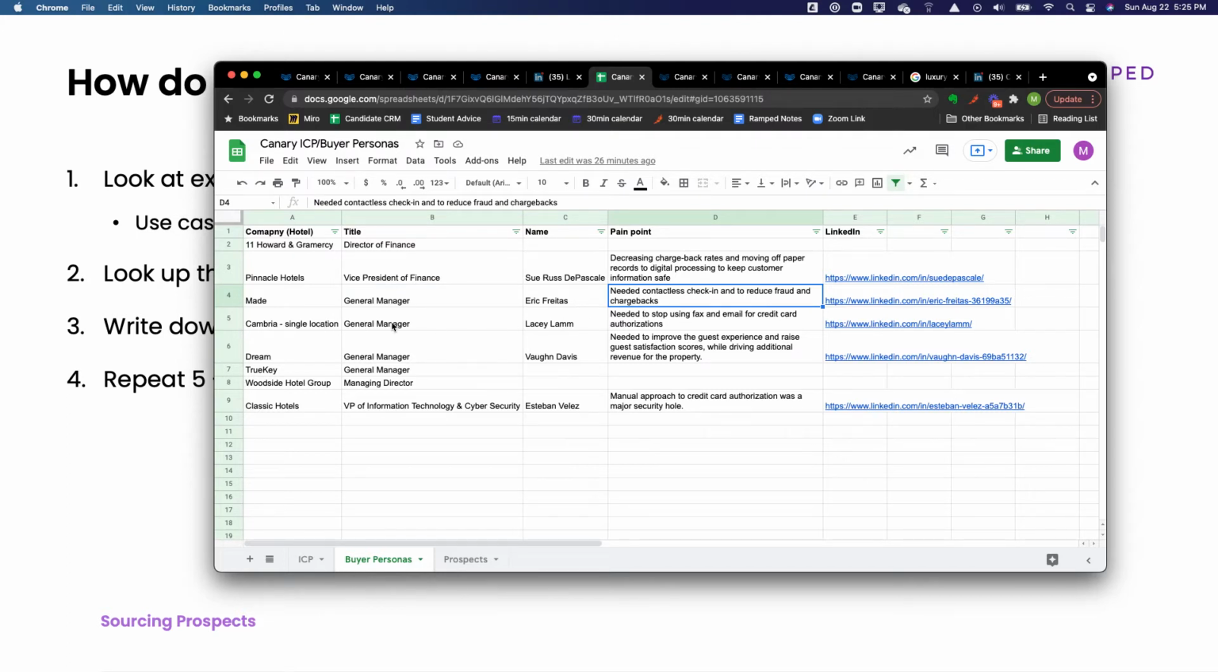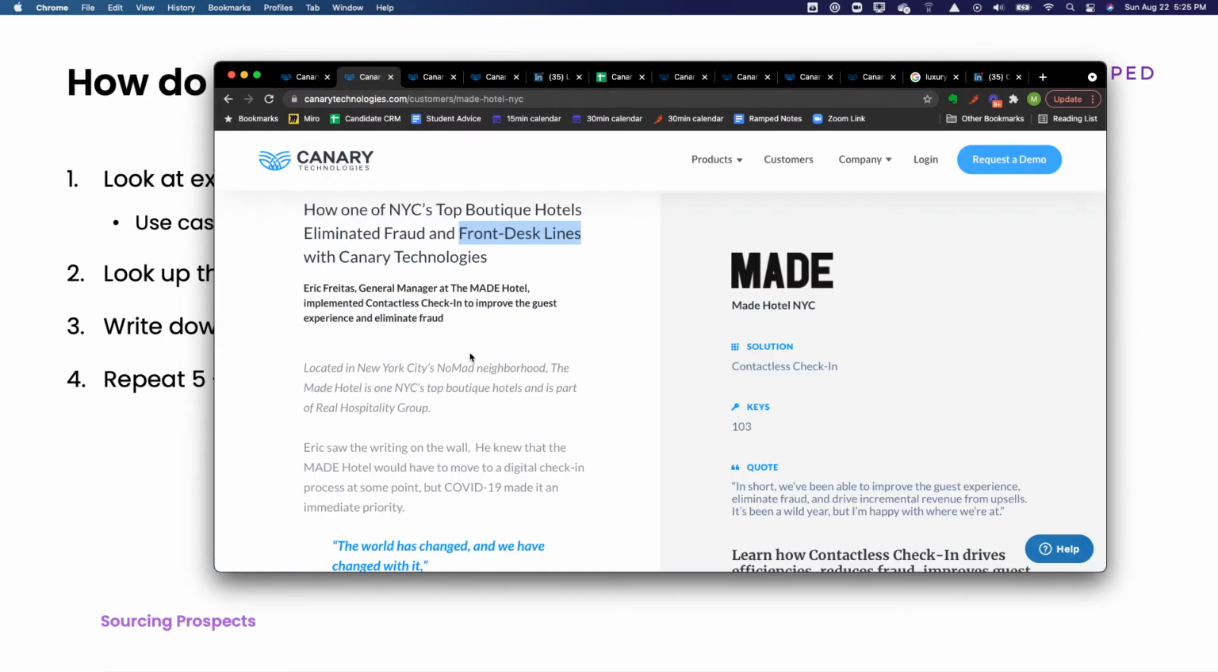We see Lacey, general manager, needed to stop using the fax machine and email for credit card authorizations, probably to reduce fraud and chargebacks. And then the other one we looked at was Sue, VP of Finance, decrease chargebacks, move off paper. So we're starting to see some patterns.